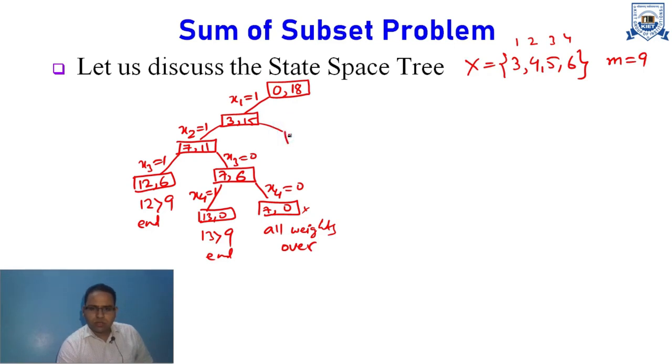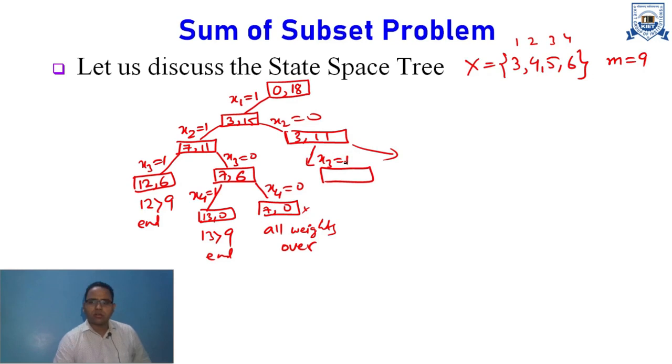Now traverse back to this one. Let's not include x2. x2 equal to 0 means we are not including the x2 weight. So the weight will become 3 only, but the sum of total weight will become 11. Now for this we have x3 equal to 1. Let's include the third weight, that is 5. If you add, it will become 3 plus 5 is 8, and 11 minus 5 becomes 6. Since 8 is less than 9, we again have a possibility.